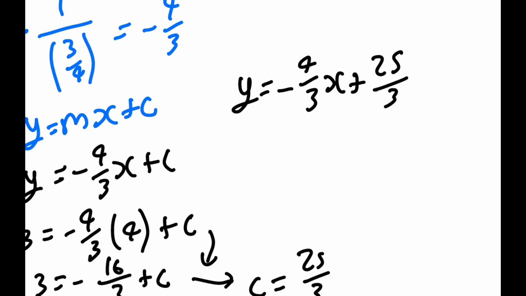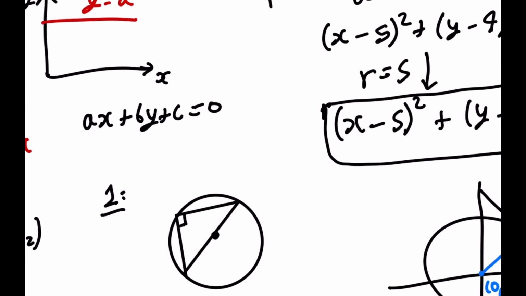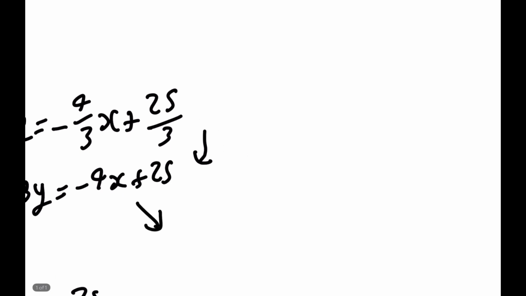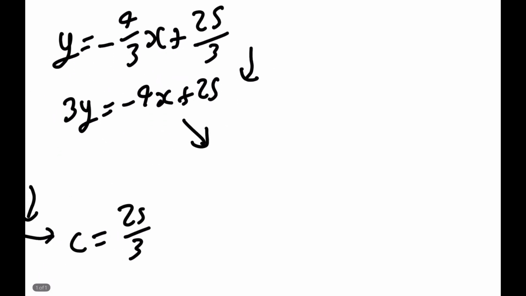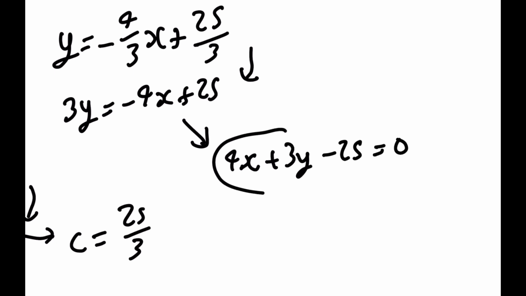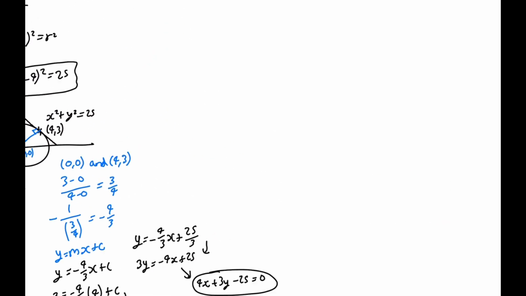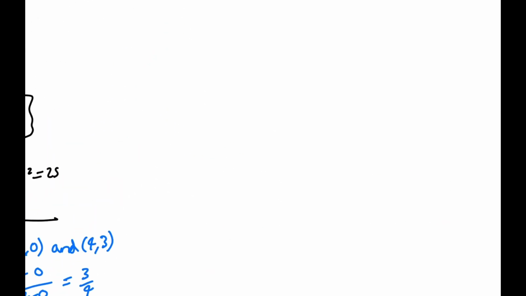And we have a version of the equation, but what we can do is leave it in the form that we said before. So we can leave it in terms of 3y is equal to minus 4x plus 25. And we can leave everything on one side and make it equal to 0. So we have 4x plus 3y minus 25 is equal to 0. We can leave it in this form here. Now let's try one more question.